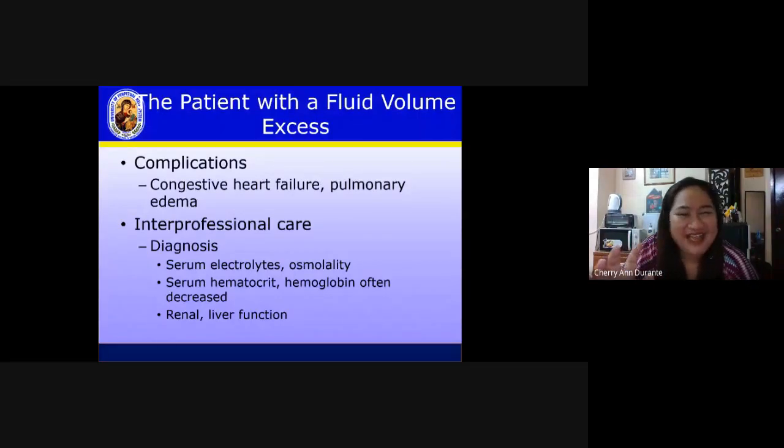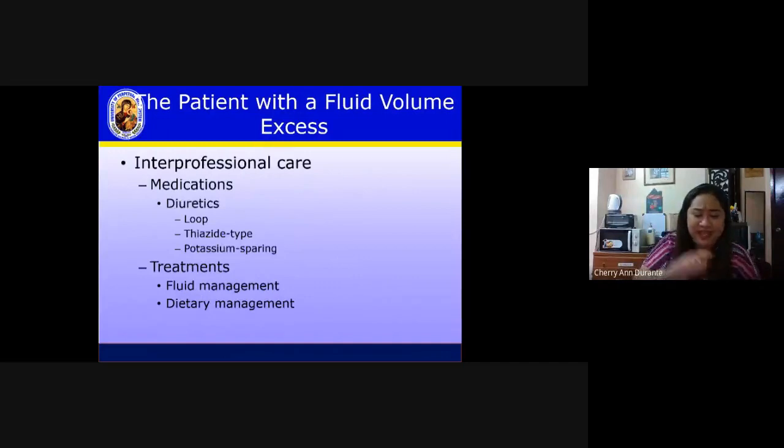Anyway, so that is serum electrolytes. Pero syempre, you always learn from any experience. Ayan. So, yeah, serum hematocrit will be decreased. Hemoglobin often decreased. Then you have your renal and liver function will also be checked. You know, so when you have fluid volume excess. Okay? Okay. Next is for medication.